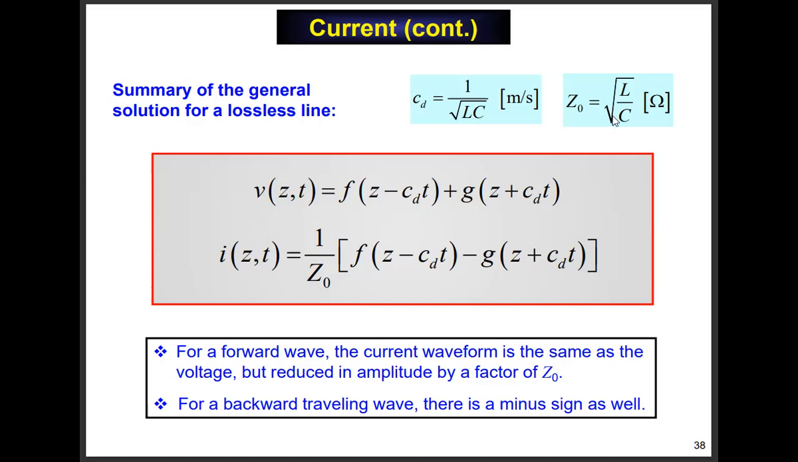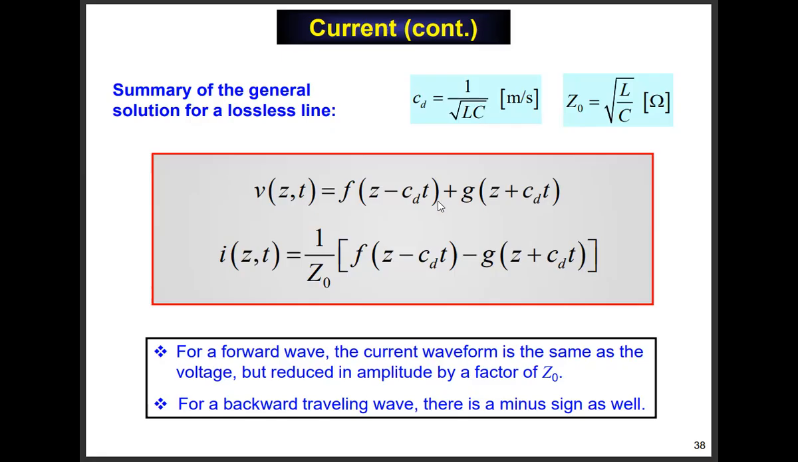And Z0 is now a number that's called the characteristic impedance of the transmission line. It's a property of the transmission line. Remember, L and C are properties of the transmission line. So Z0 is a property of the transmission line. It has nothing to do with the generator or the load or anything like that.